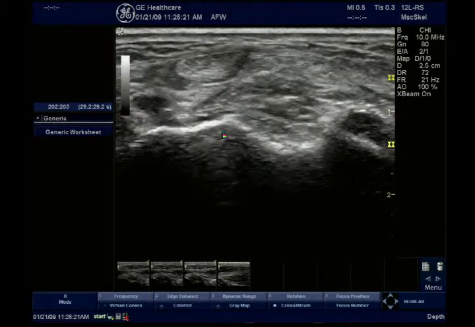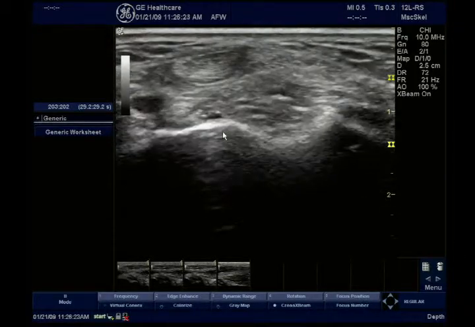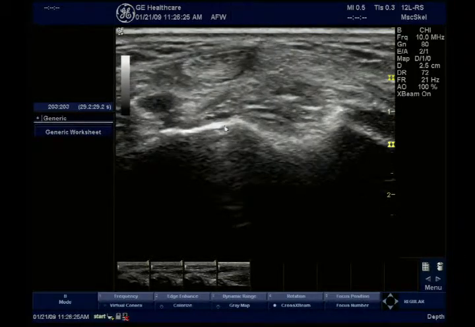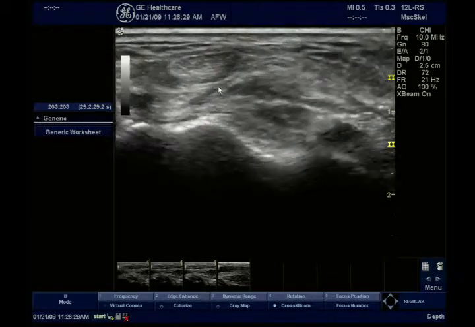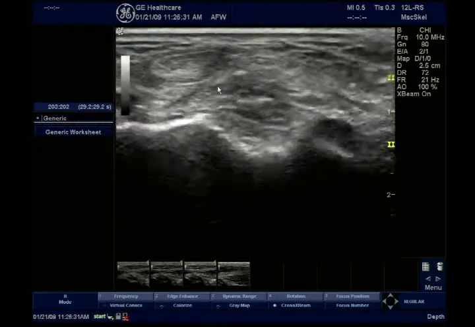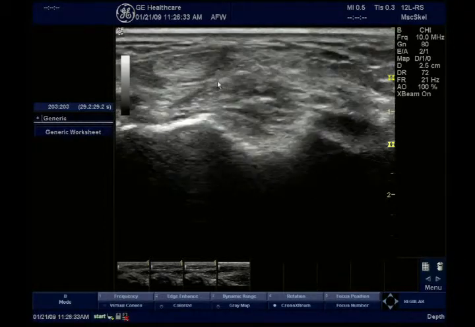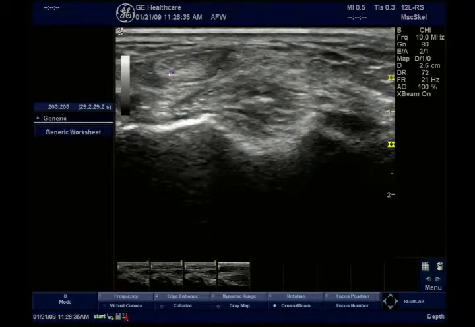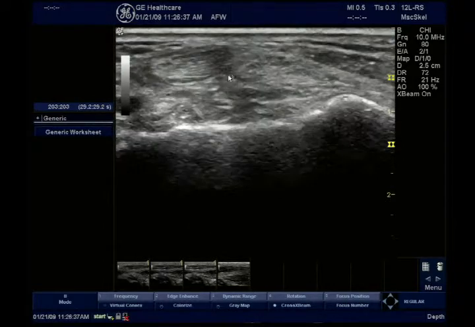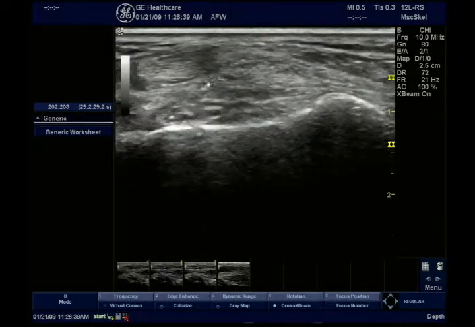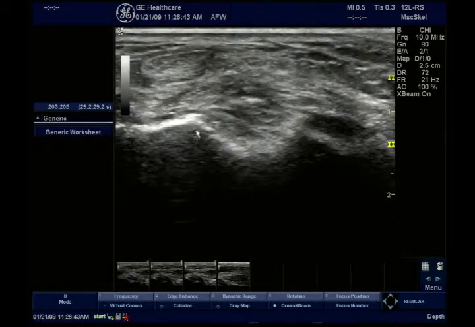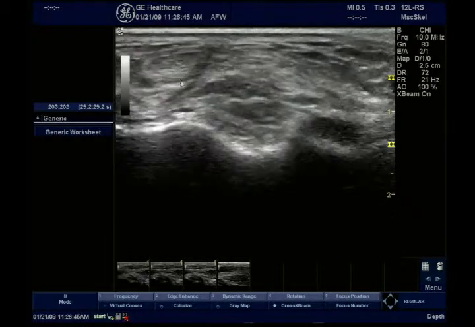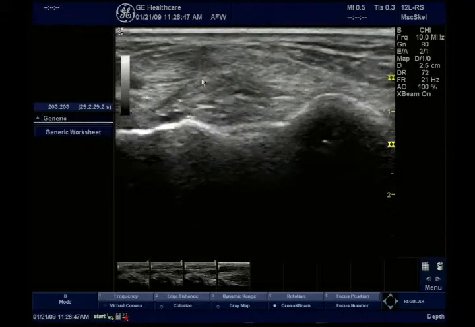We want to focus on the middle of the screen because here we will see the medial malleolus, and above that we're going to see closely abutted to each other two tendinous structures if we shift the transducer slightly back and forth. The most superficial would be the tibialis posterior, and right underneath that would be the flexor digitorum longus. So again, medial malleolus, tibialis posterior, and the flexor digitorum longus.